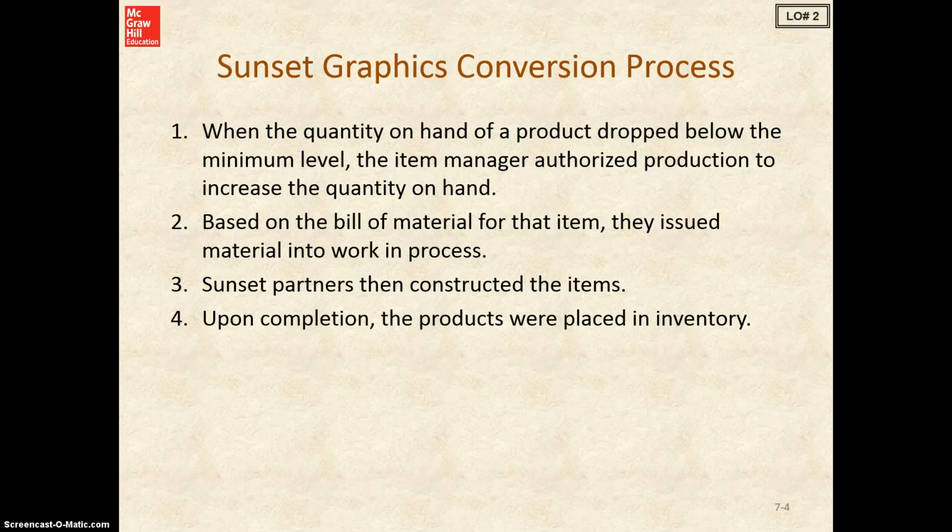So when the quantity on hand of a product dropped below the minimum level, the item manager authorized production to increase the quantity on hand. And again, we're talking about Sunset Graphics and their conversion process. Based on the bill of material for that item, they issue material into work in process. So that's when we move stuff from raw material into WIP. Sunset Partners then constructed the items. Upon completion, the products were placed in inventory or finished goods.